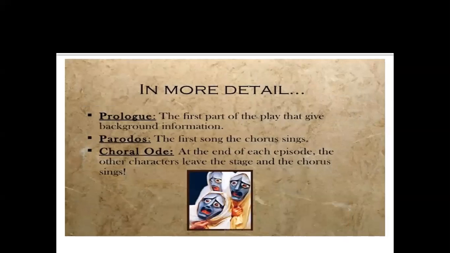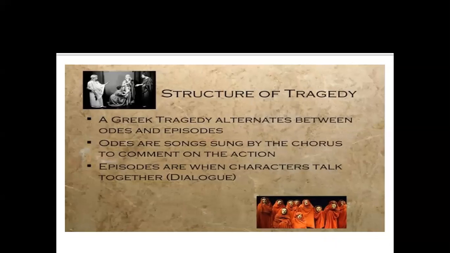And in more detail, when the play starts, it is called the prologue. The first song of the chorus is called the parodos. And at the end, when the climax is disclosed and the text ends, it is usually called the choral ode. So three things we are going to learn here: prologue, parodos, choral ode. And in structure, we are going to learn odes and episodes. So these are the things.